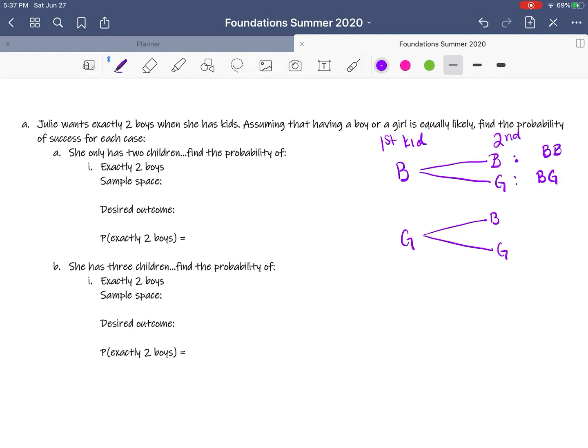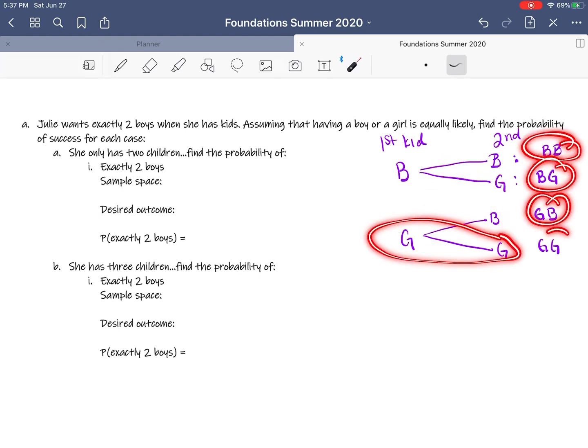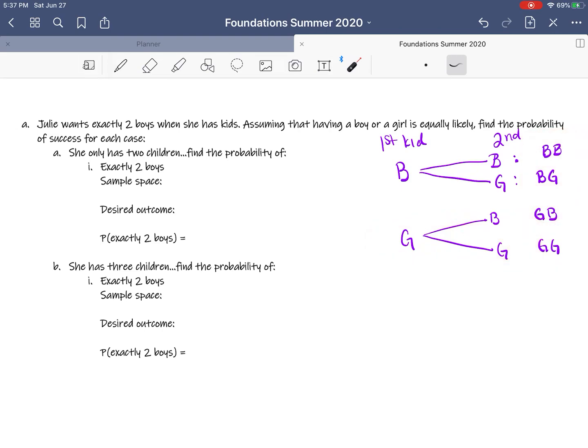Boy, girl, girl, boy, girl, girl. So this is the order. She had a boy and a boy, a boy and a girl, a girl and a boy, and a girl and a girl. So these are the only possible outcomes that she could have. And that's the sample space: 2 boys, boy-girl, girl-boy, 2 girls. You probably could have done that without a tree diagram. I just wanted to show what that would look like if you did draw that.